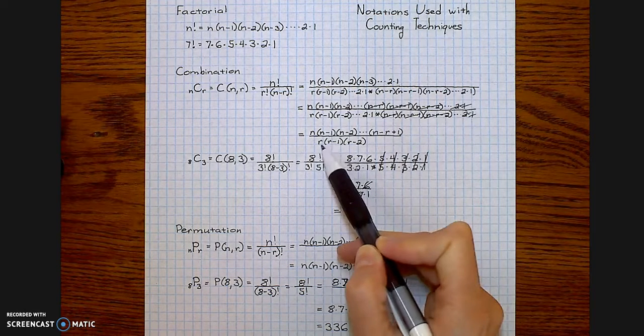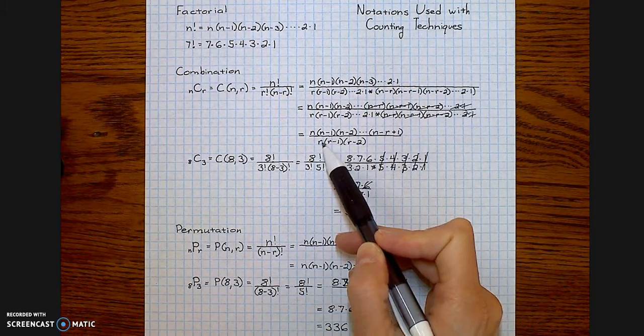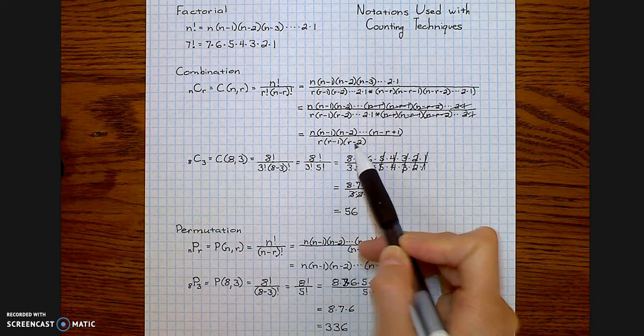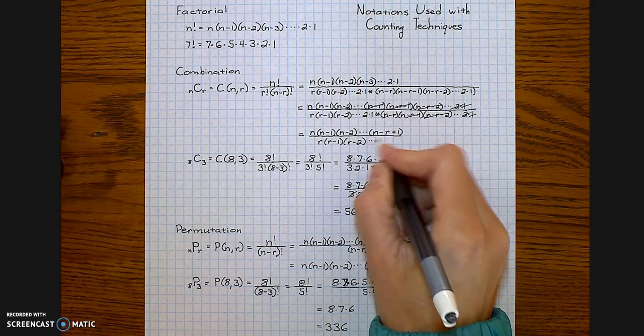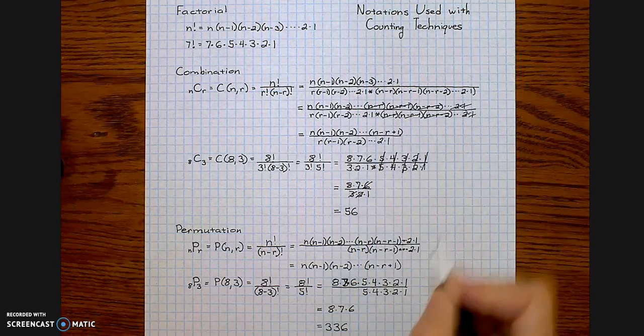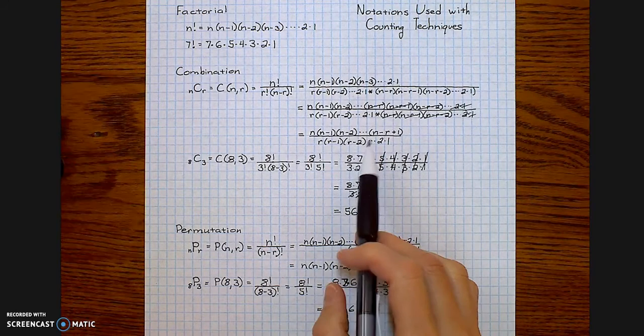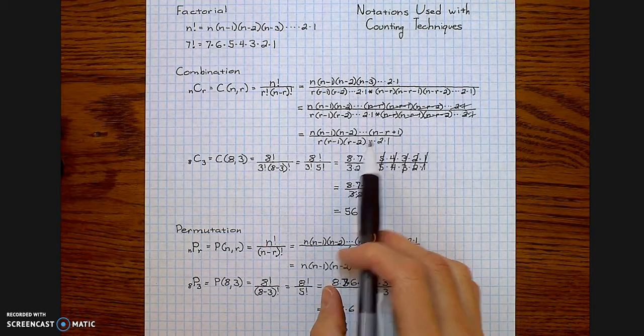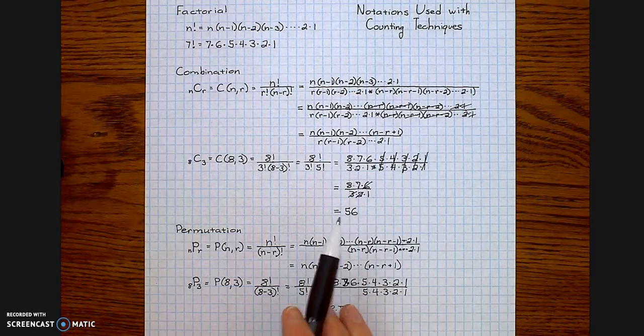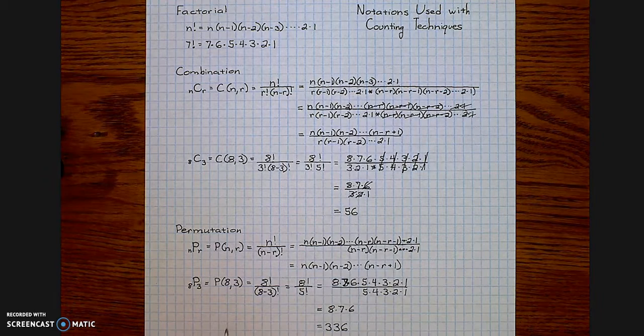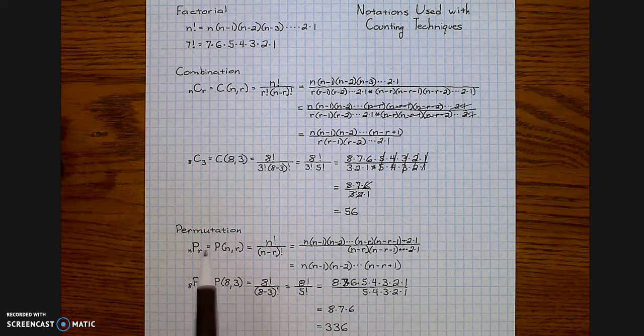And in the denominator, r times r minus 1 times r minus 2 until you get to 2 and 1. So that's a simplified version of the formula for combinations. Now if we look at permutations, permutations are similar to combinations.